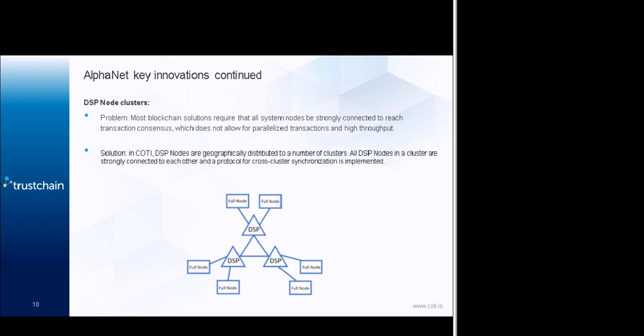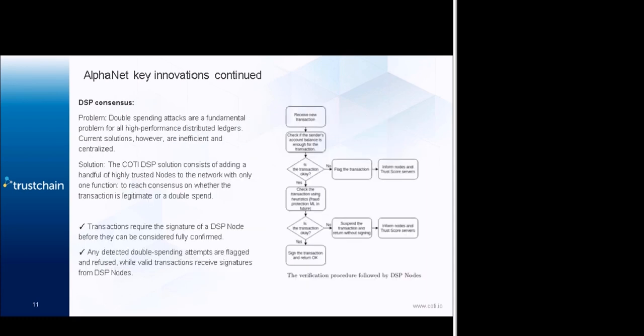Another important innovation in Coty and AlphaNet is the double spend prevention clusters. Most blockchain solutions require that all system nodes be strongly connected to each other in order to reach consensus. While in Coty, DSP nodes are geographically distributed into a number of clusters, and all DSP nodes in a cluster are strongly connected to each other, and a protocol for cross-cluster synchronization is implemented.